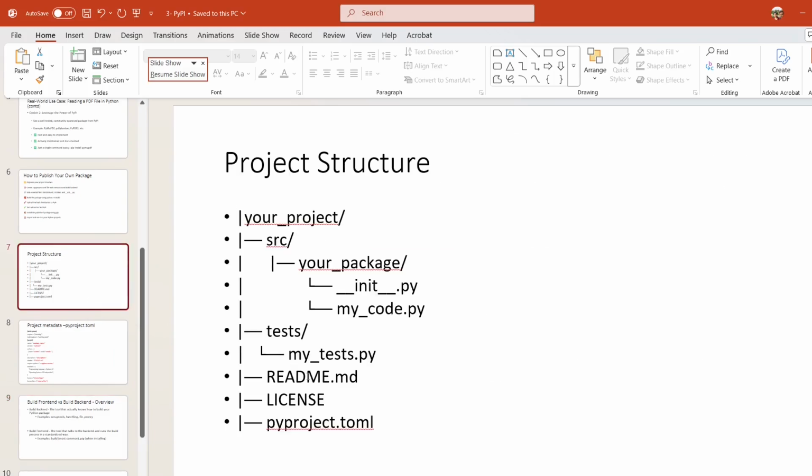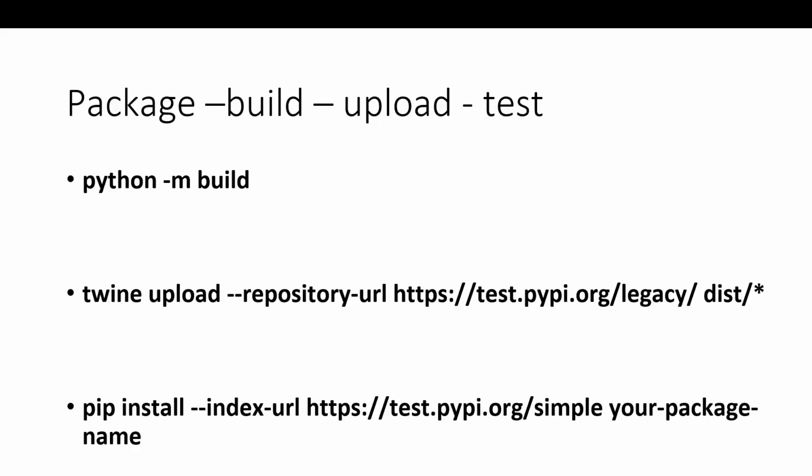Just going back, we have the pyproject.toml file, the license field, the readme, and all the other contents are filled. Okay, now it's time to build the package, upload it to TestPyPI, and test the package by doing a pip install. For that, let's go to the first step, which is building the package.